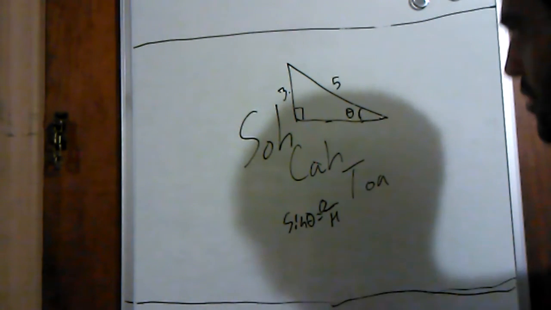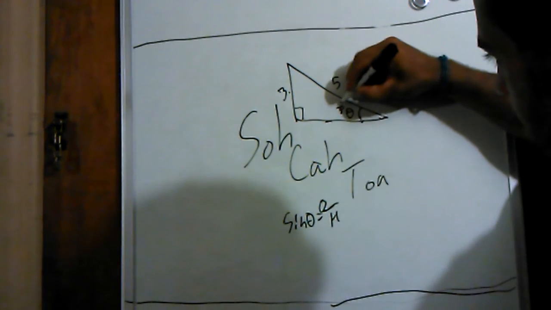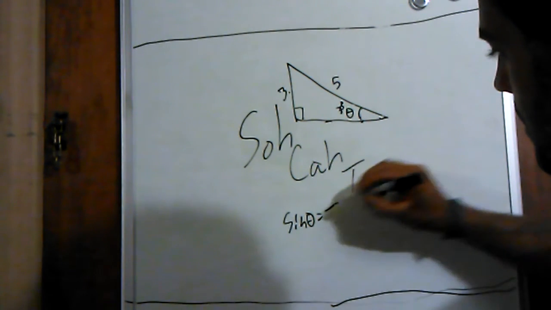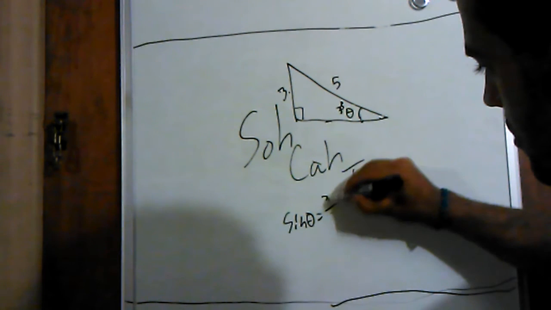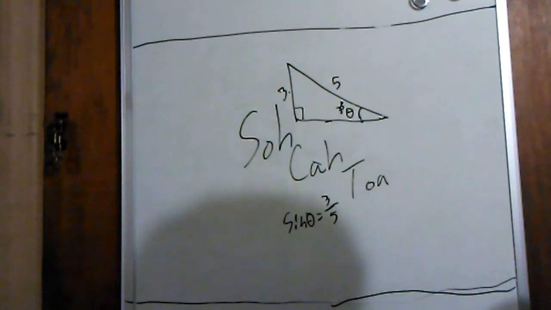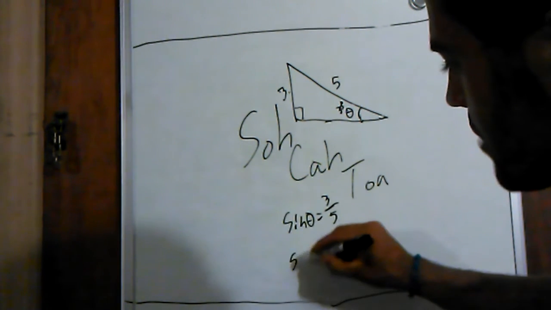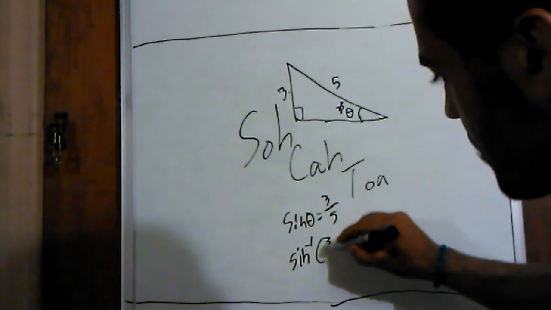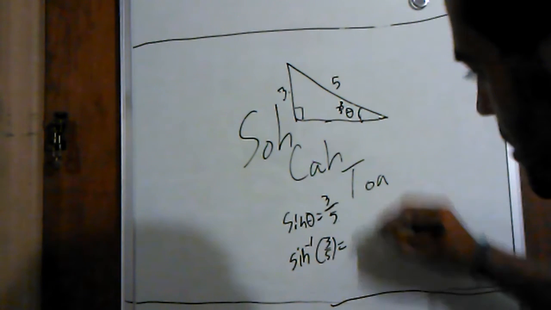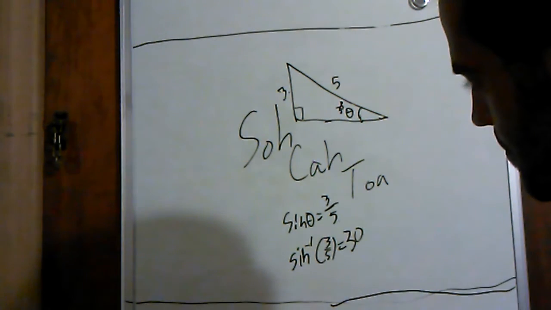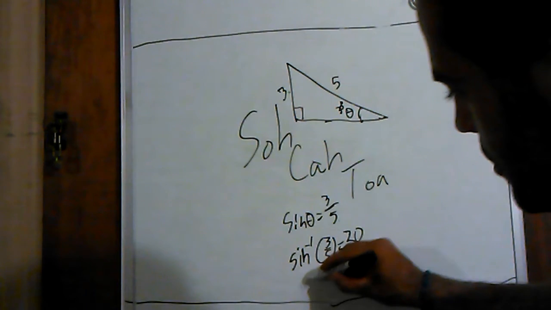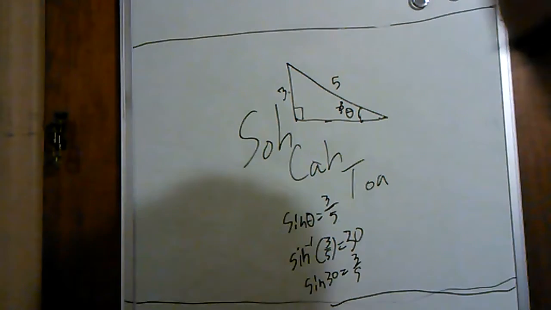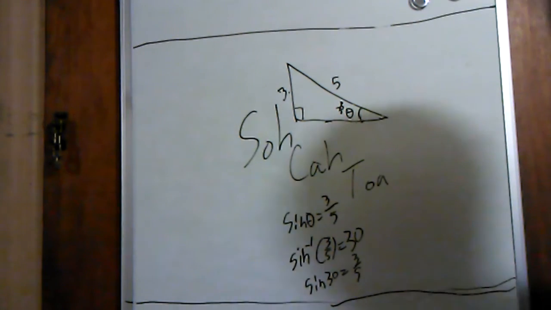If you have a 3, 4, 5 triangle, I'm pretty sure that the angle here is 30 degrees. Just memorize. So let's say the sine of theta equals 3 divided by 5, and they say figure out what that angle is. Then on your calculator you would say sine to the -1 of whatever 3 divided by 5 is, some crazy number. It'll spit back out 30. Whereas if you did the sine of 30, you would get whatever 3 divided by 5 is. Does that make sense? So that's how that works.